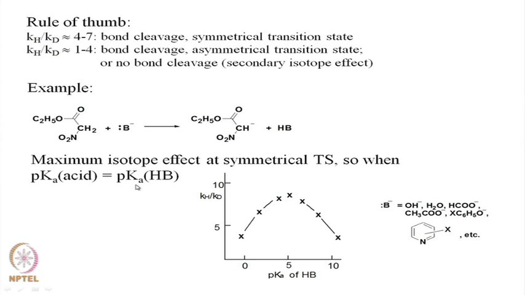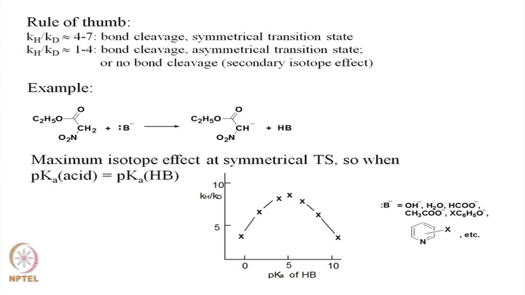So, when pKa of the acid is equal to pKa of HB, then we can expect this. You see that if you plot against pKa for HB, where B is basically H2O minus, HCO minus, CH3CO minus, and so on, then it maximizes at 5. That means when the pKa of HB matches that of the acid, then it maximizes. So, that corresponds to a symmetrical transition state.